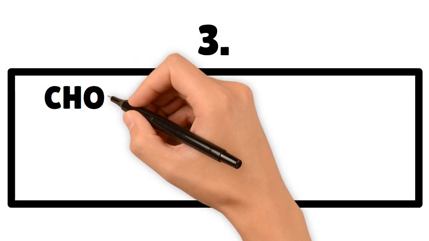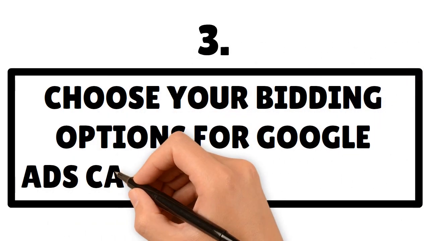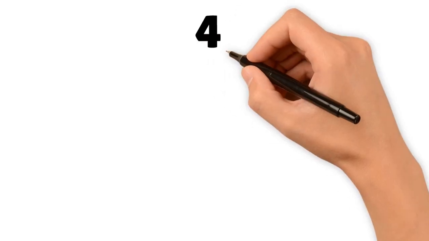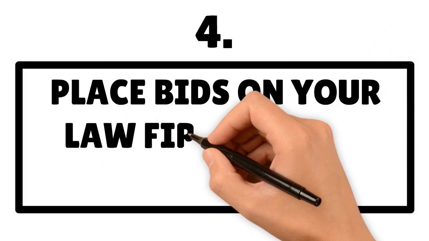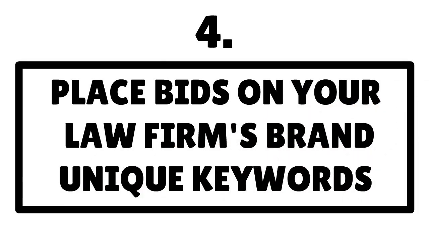Number three, you want to choose your bidding options for your Google Ads campaign smartly. Don't be too cheap though. You want to have a decent number based on the competitiveness, but also based on the trends in your practice area. Also, you want to place bids on your law firm's brand unique keywords in a very systematic way.